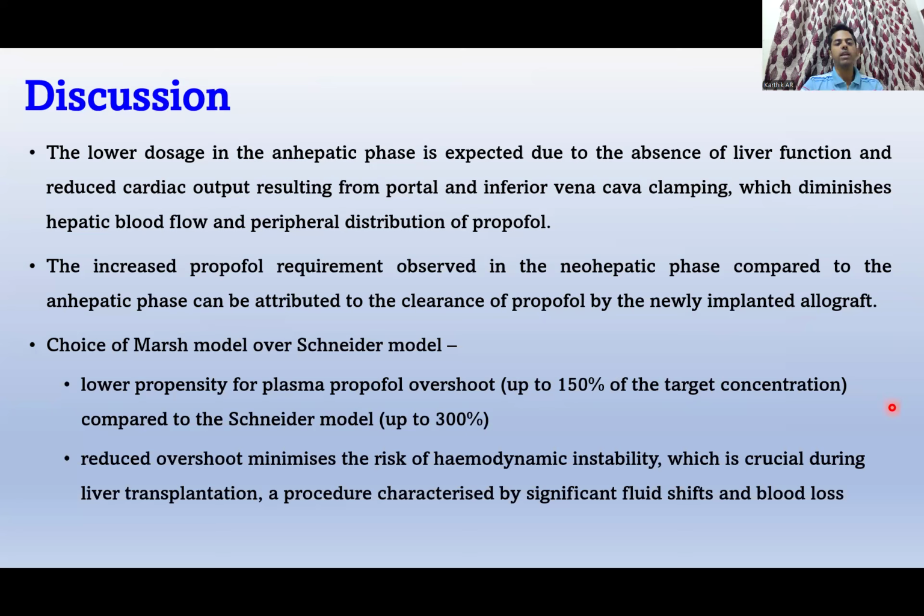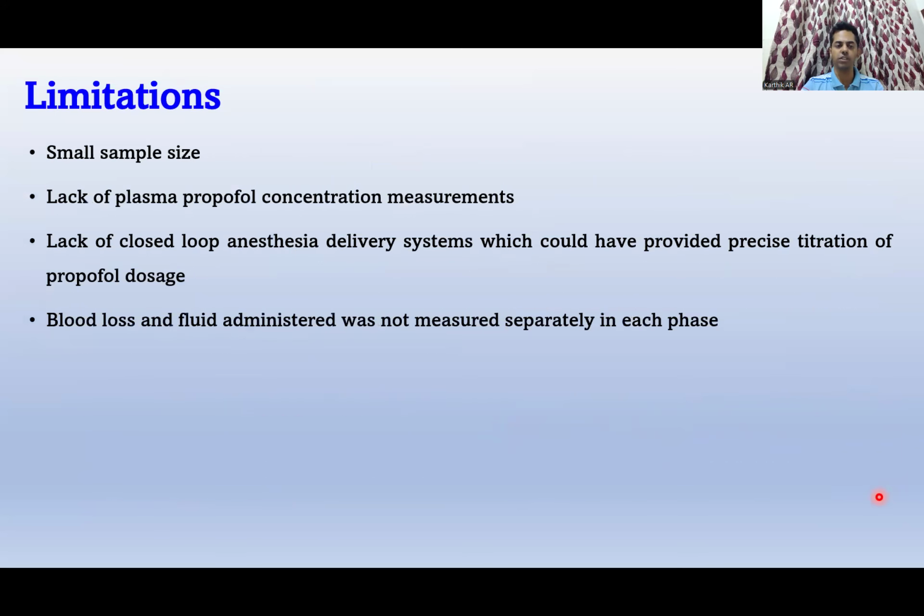The authors have explained the choice of the Marsh model over the Schneider model was made because of the lower propensity for plasma propofol overshoot, up to 150% of the target concentration in the Marsh model, compared to the Schneider model, which is up to about 300%. So this reduced overshoot in the Marsh model minimizes the risk of hemodynamic instability, which is crucial during liver transplantation, a procedure characterized by significant fluid shifts and blood loss.